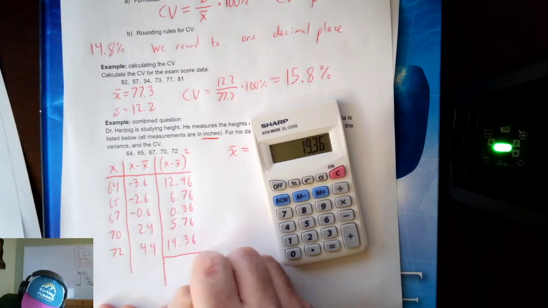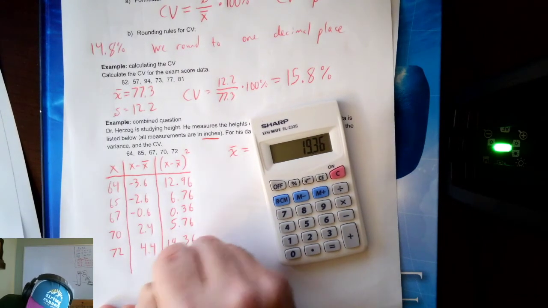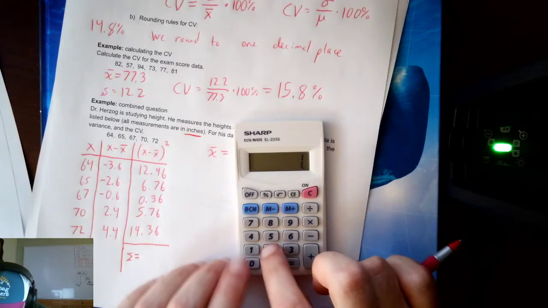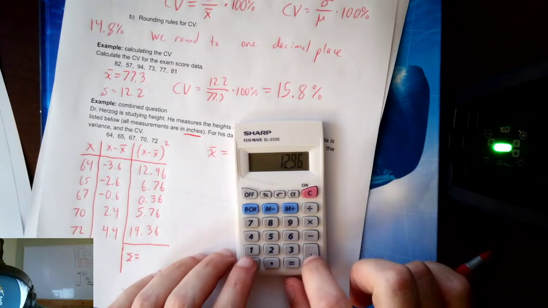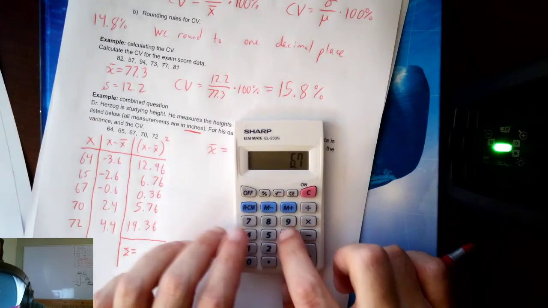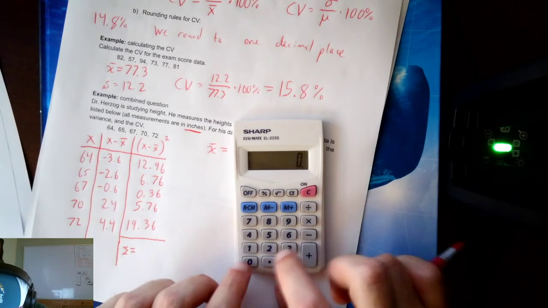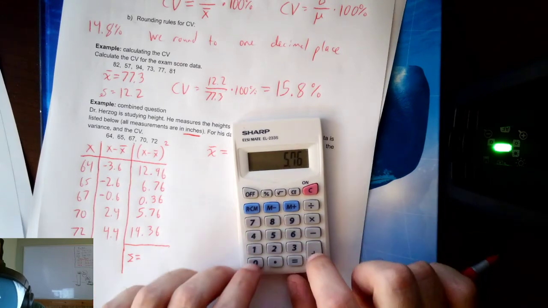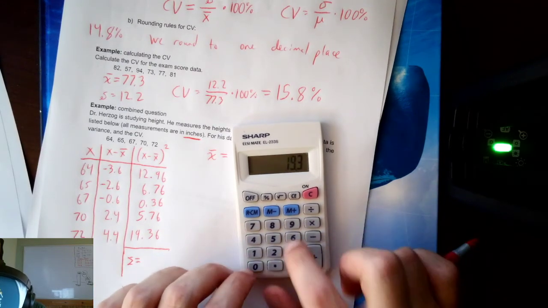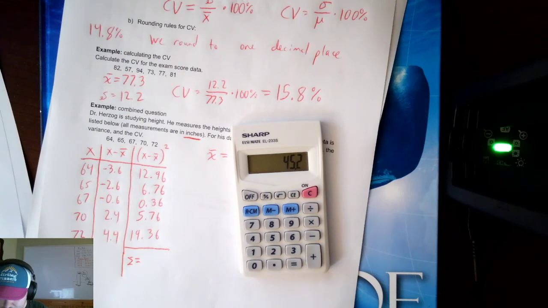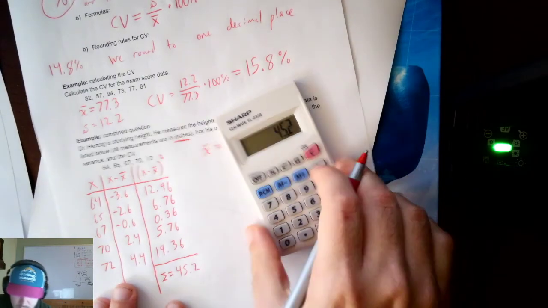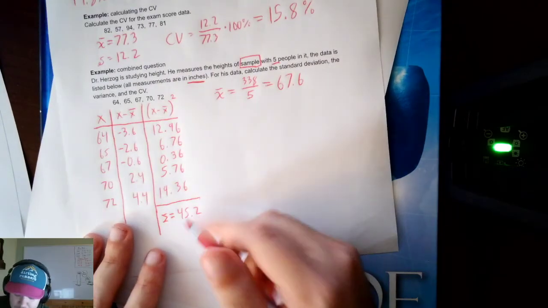Now, I always like to put a little box here and signify I'm totaling everything up with the sum symbol. Let's add these up. 12.96 plus 6.76 plus 0.36 plus 5.76 plus 19.36 is equal to 45.2. So I'll put 45.2 here. So I've totaled my numbers.